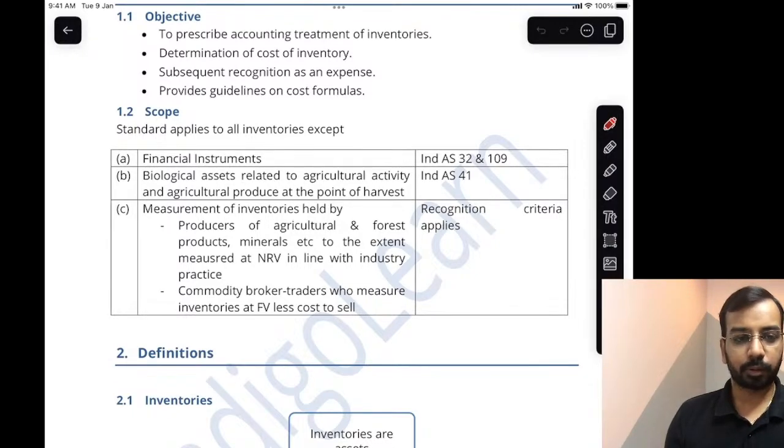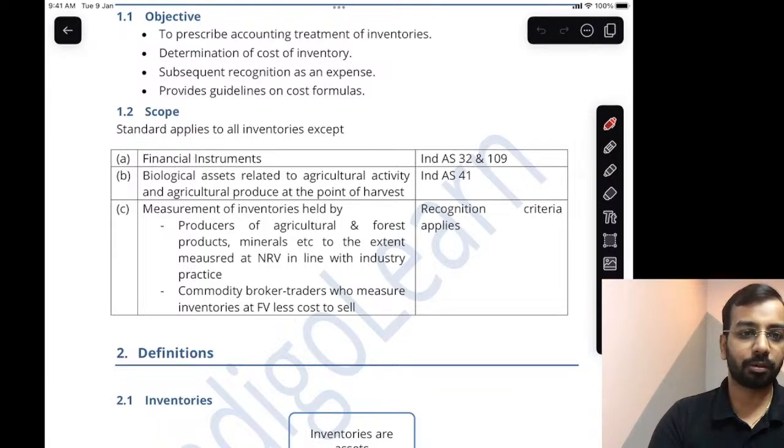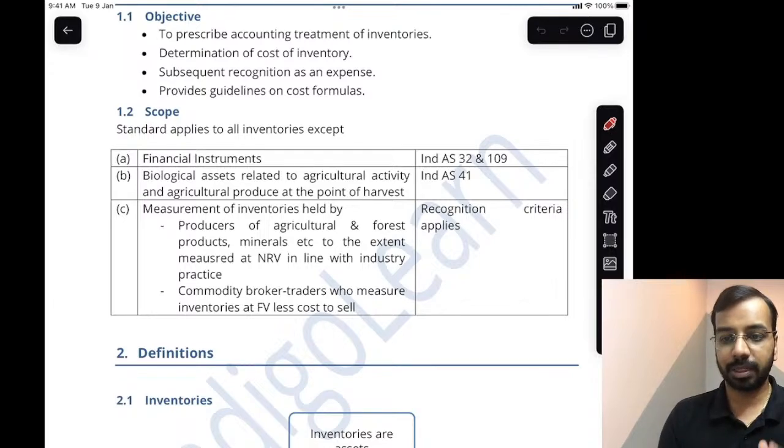So today we'll cover two standards, simple ones, but you know they are not often tested in the examination. But whenever they are tested, you can get good marks out of it. So that should be the intention of learning these two standards, and nothing complicated. Very simple principles that we need to follow.